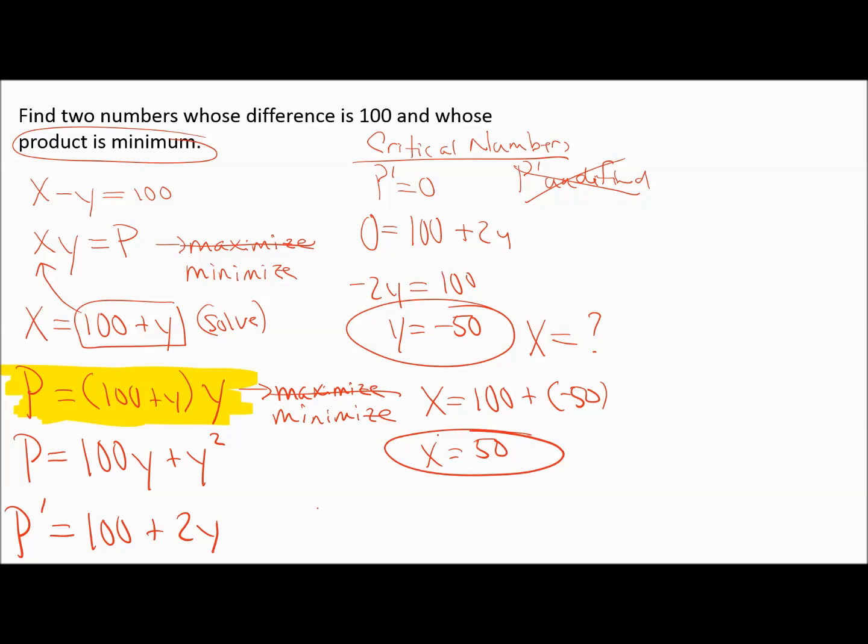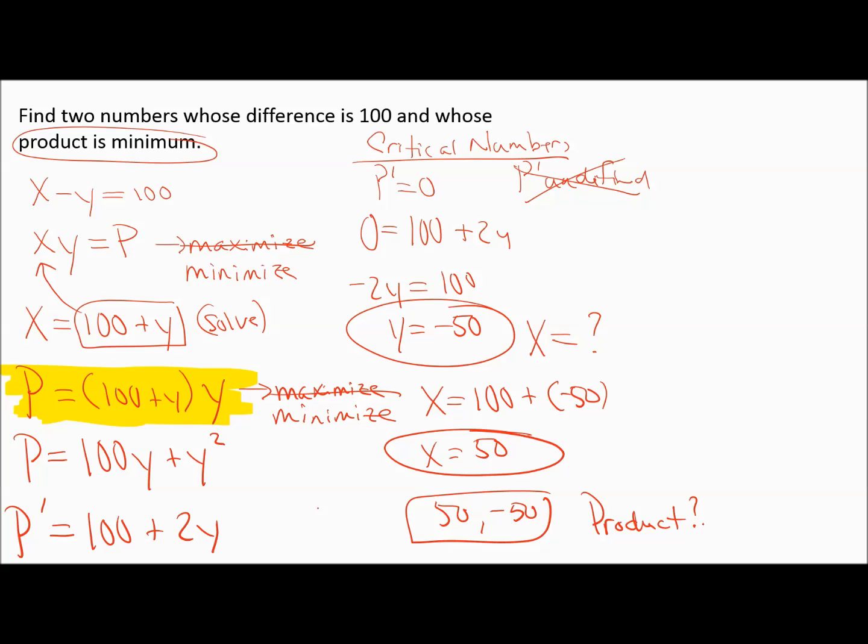Okay? Now, let's think about this. Does this really actually make any sense? If x is 50 and y is negative 50, that's our two numbers, would that give us the minimum product? And by the way, what is the product? Now notice it didn't ask for the product. It says find the two numbers, but what is the product? If you multiply 50 times negative 50, you get negative 2,500, right?